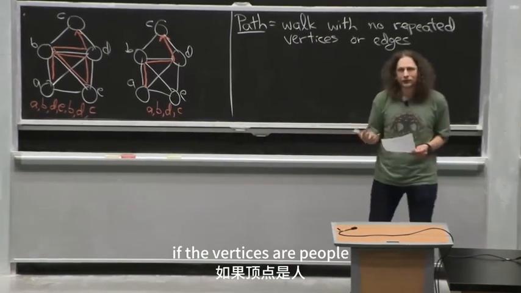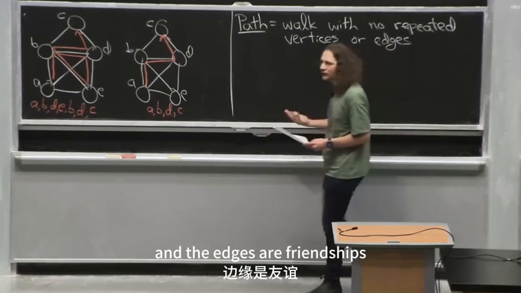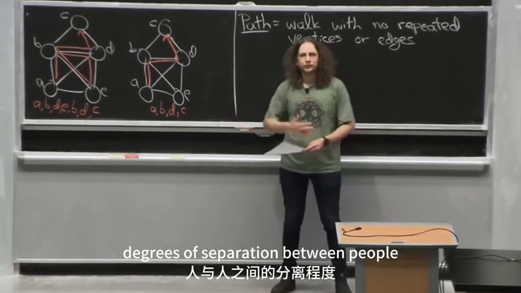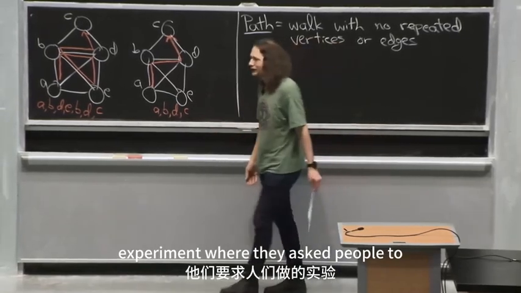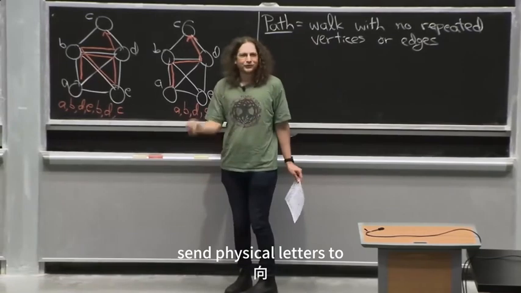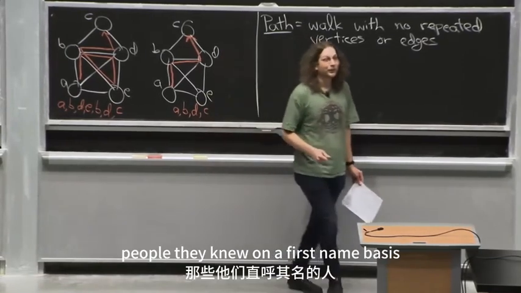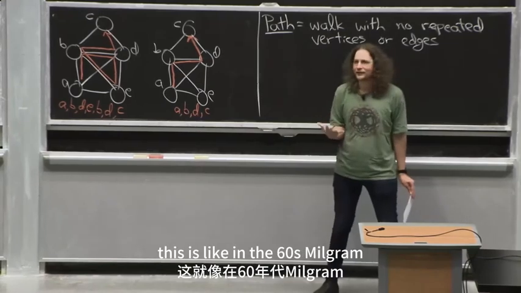In a social network, if the vertices are people and the edges are friendships, then you might care about degrees of separation between people, like the famous experiment where they asked people to send physical letters to people they knew on a first-name basis. This is like in the 60s, Milgram.